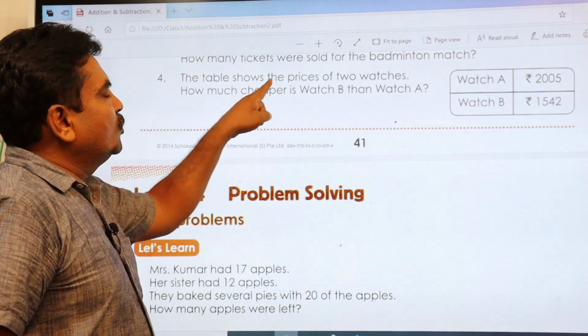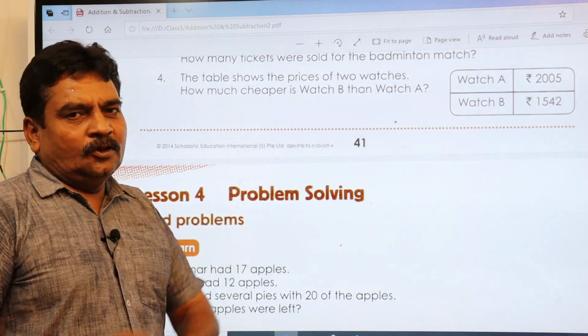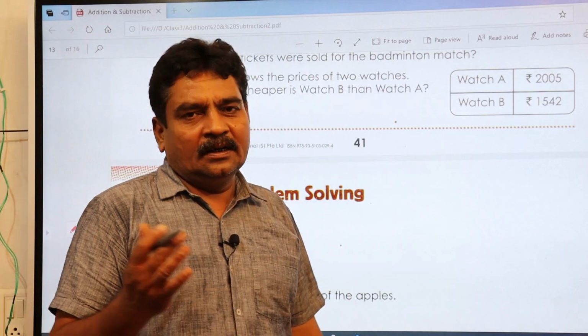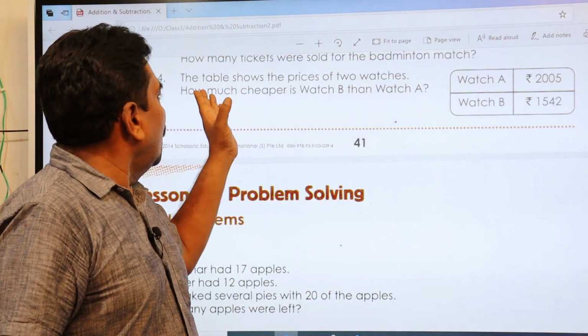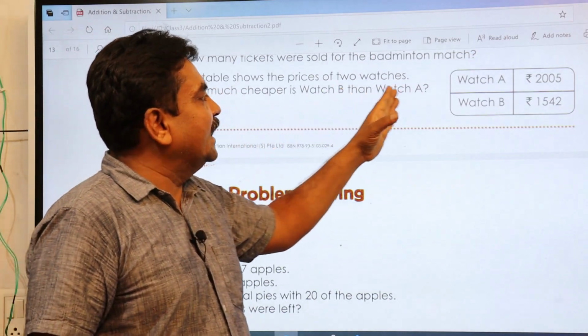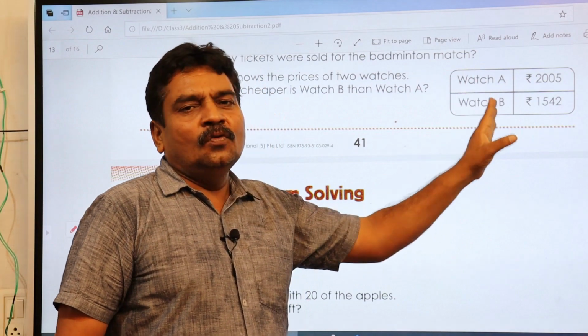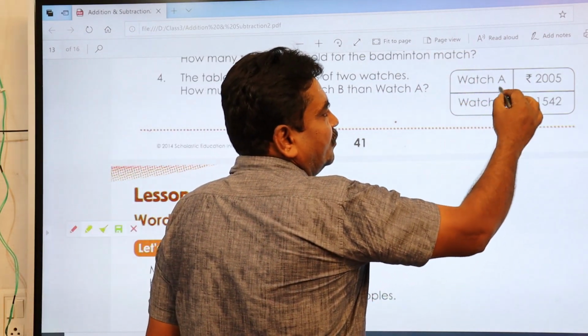The table shows the prices of two watches. How much cheaper is watch B than A? Here in the table he has given the price of two watches: watch A and watch B.